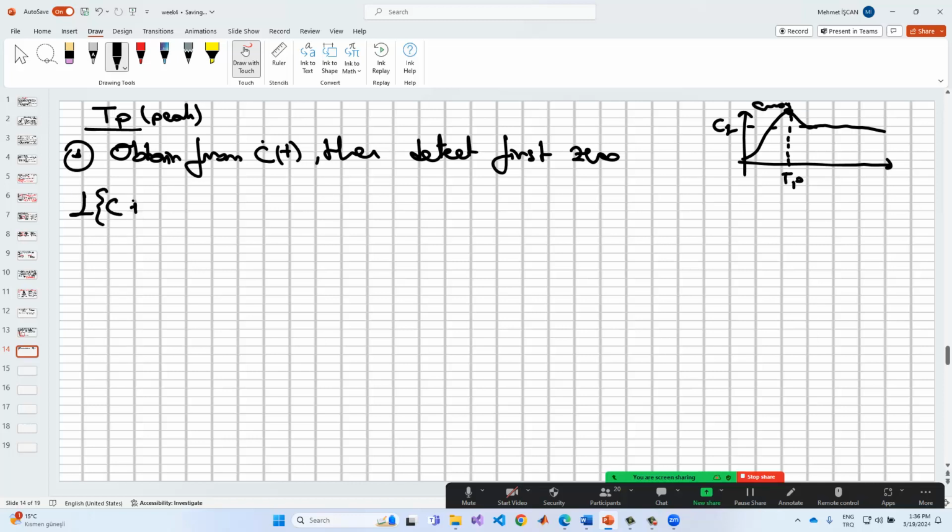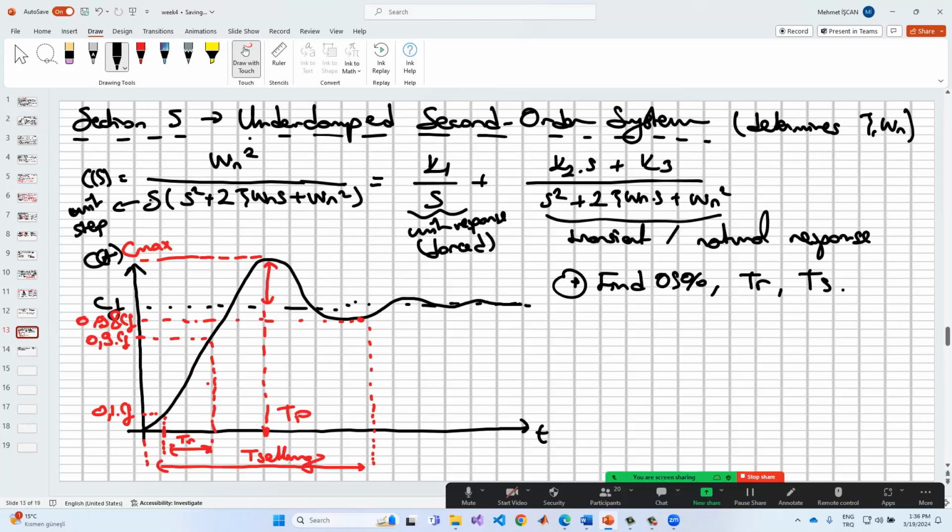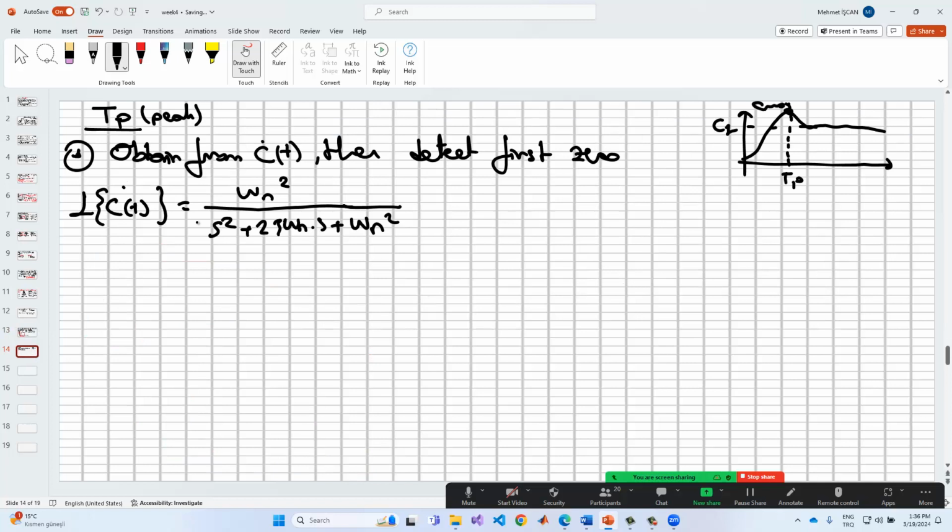Okay, we take the Laplace transform of this term, which is equal to omega n square over s square plus two zeta omega n s plus omega n square, because it's the unit step response. Just remember that we have a one over s term here for the unit step. If we take a derivative, this term is removed. How can we use this information? This function is rewritten as omega n square over (s plus zeta omega n) square plus omega n square (1 minus zeta square).